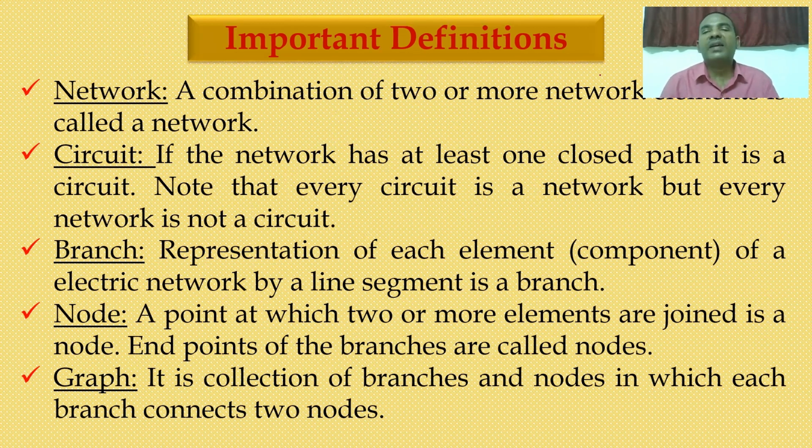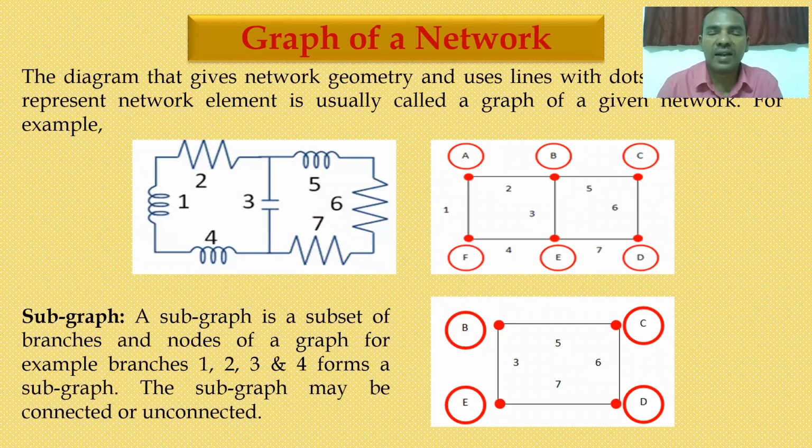And what is a graph? A graph is a particular network. You are replacing the entire network with a structure of straight lines and end nodes. So all nodes and all branches are connected, then you can call it a graph. For that graph, I am taking one example.